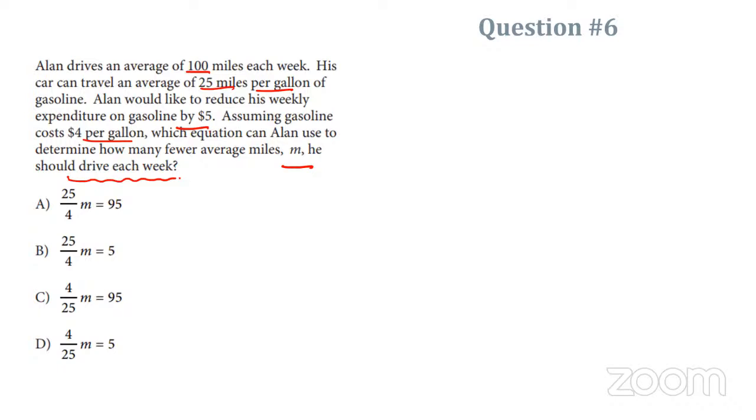I can read the conditions for you once again. Alan drives 100 miles each week, the average of the car is 25 miles per gallon, and the gasoline costs $4 per gallon. Assuming that he would like to reduce the weekly expenditure by $5, how many fewer miles should he drive?